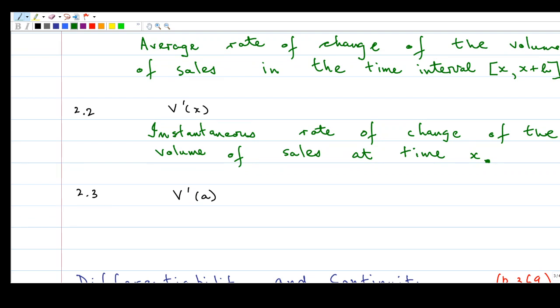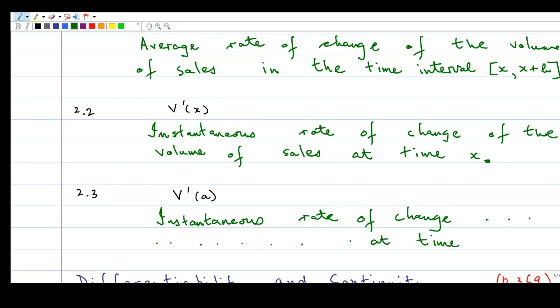Right, and then 2.3, the derivative of V evaluated at A. Again, this gives you the instantaneous rate of change of the volume of sales at time X is equal to A.